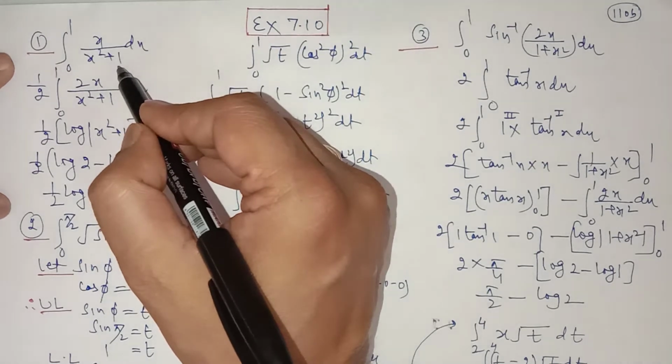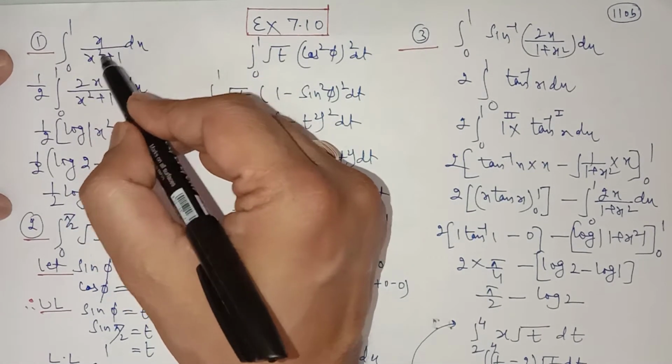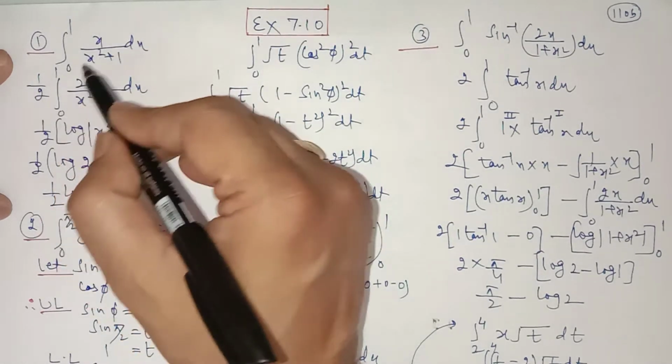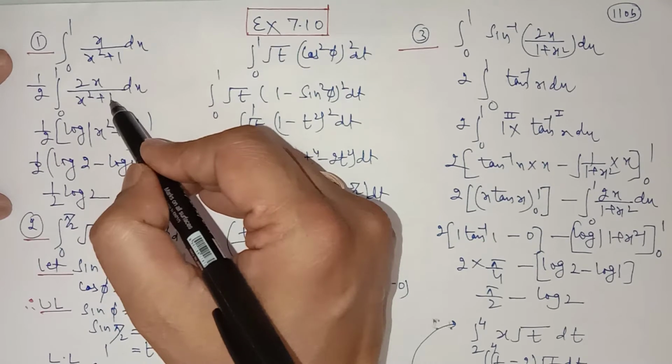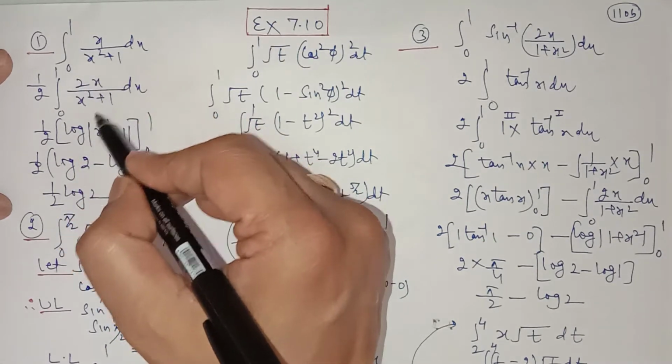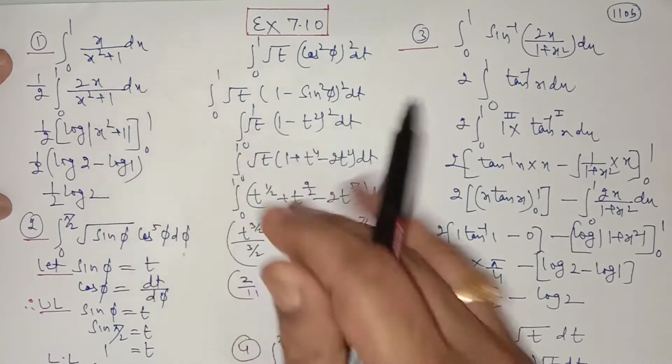And this question we have done just in the last exercise, that you have to make the derivative of the denominator in the numerator, which is 2x, so multiply and divide the numerator and denominator by 2, and it will be 2x upon x square plus 1 because it is the derivative of the denominator. So its integration will be log of x square plus 1, then upper limit minus lower limit.